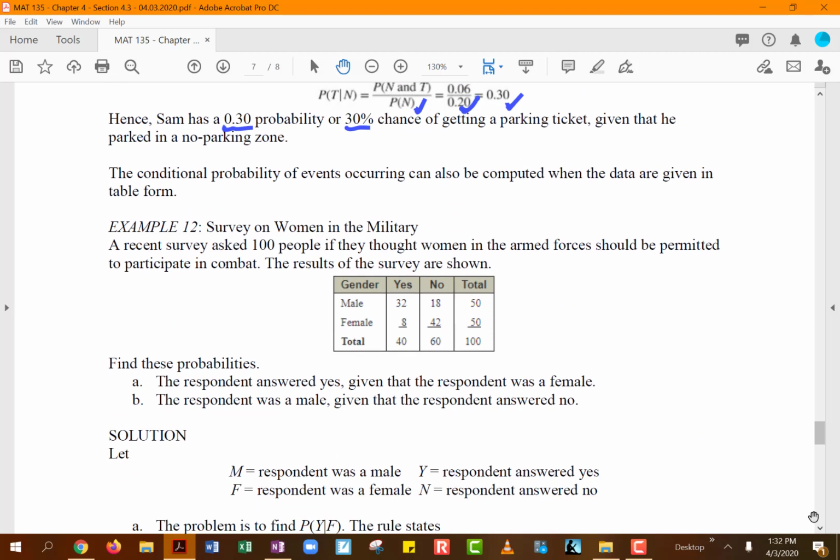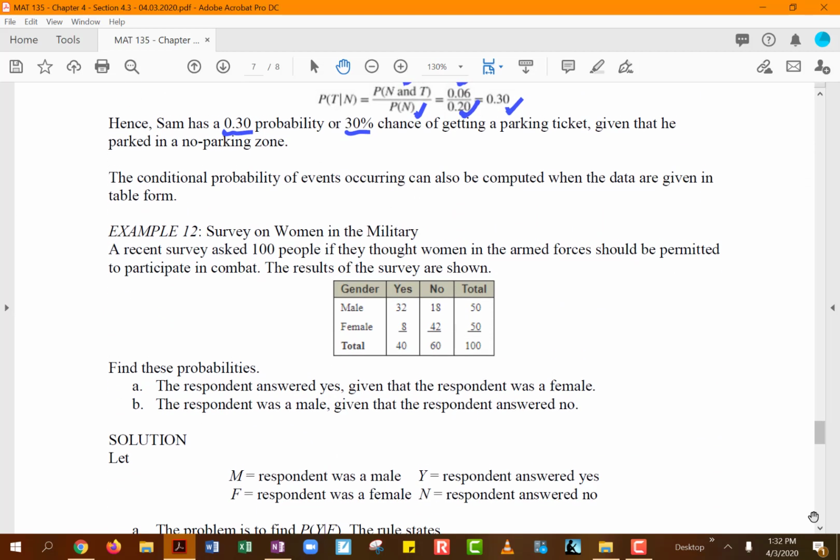All right, so they're saying conditional probability of events occurring can also be computed when the data is given in a table form. And if you remember, we had talked about these table form examples in our last section also. And I think they're really useful because, again, I'm a visual kind of person, so I like when I can see things visually. So that's why I like if you can draw tree diagrams. If drawing a table helps you out, then that may be something that you can try working through as you're looking through examples here.